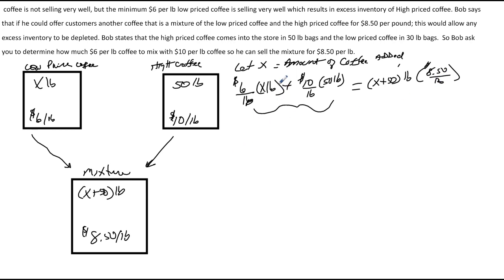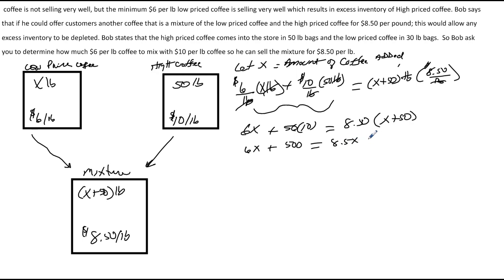So when we multiply these together, pounds and pounds cancel, so that's 6X plus 50 times 10 is equal to $8.50 times X plus 50. Okay. Pounds and pounds cancel. So that's 6X plus 500 is equal to 8.5X plus 50 times 8.5, which is 425.